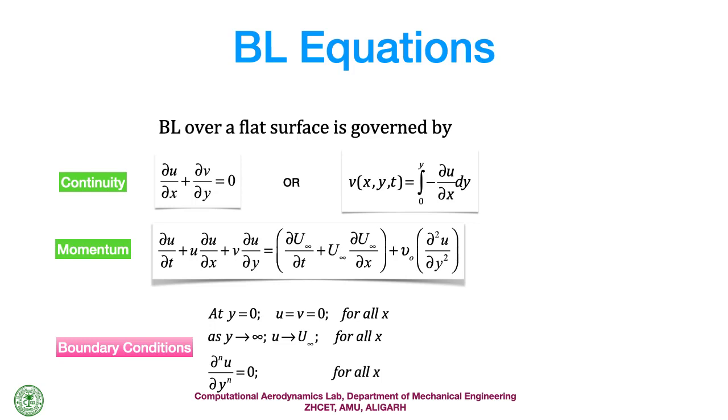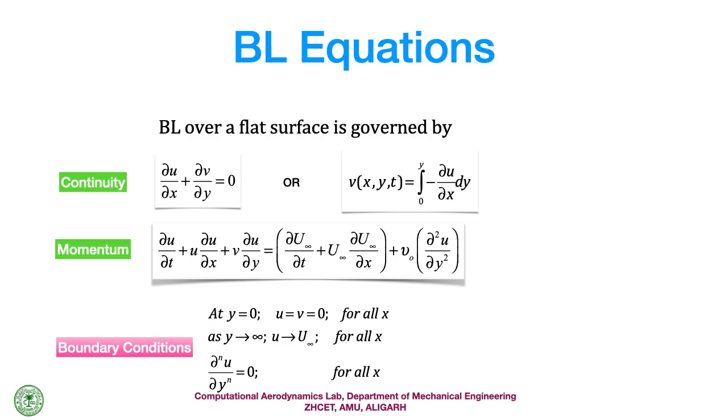Whether it is accelerated or decelerated, these are the boundary conditions. At y equal to 0, u and v are 0, and at y equal to infinity, u is equal to u infinity. Now these are very important, and all the higher order derivatives in y are 0 for all x. Now this is very important. This is not only at one x, this is at all x. The higher order derivatives are 0 at y equal to 0.